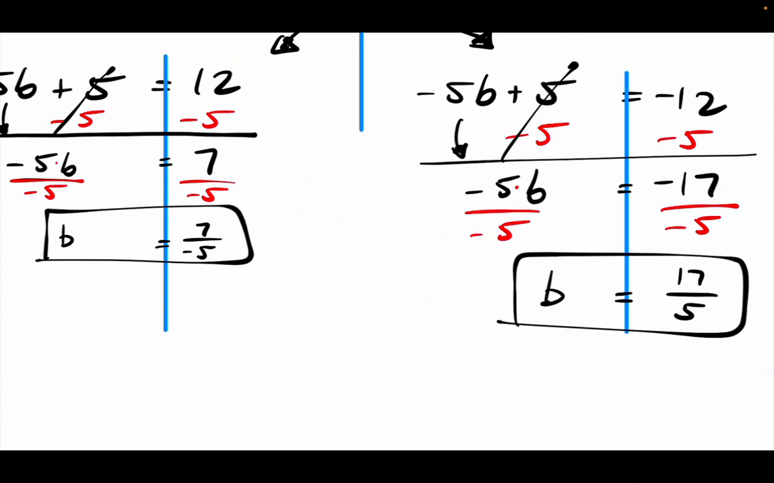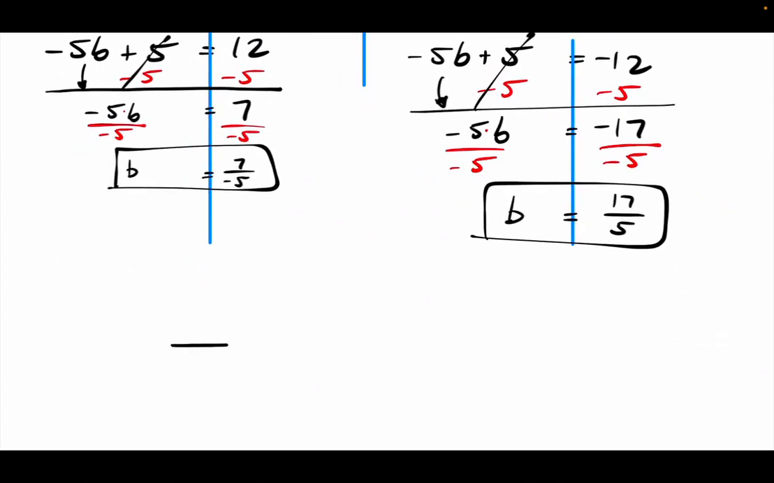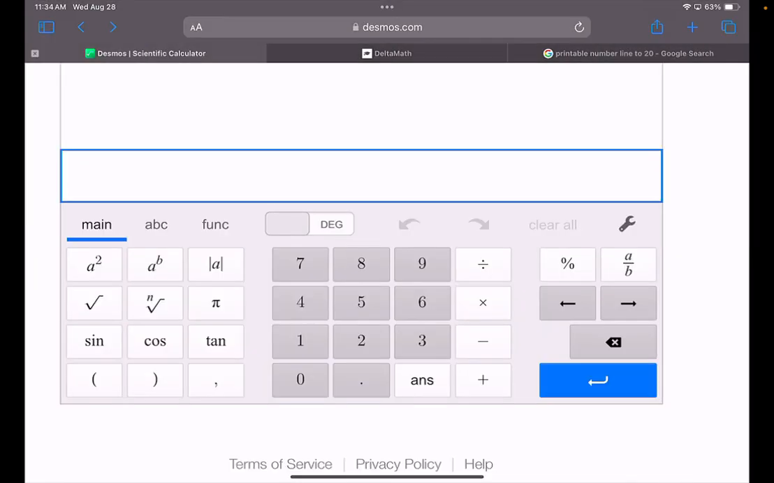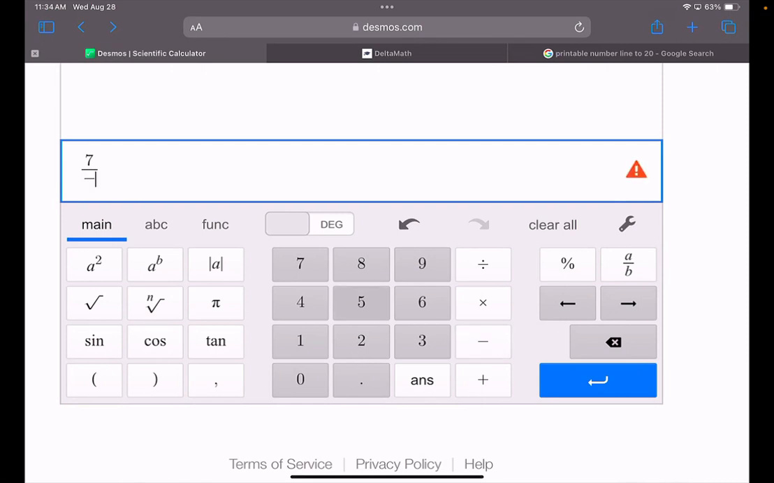Okay, so last step. Let me draw a graph real quick. 0 in the middle. So I have to figure out where these guys are. I know 7 divided by negative 5 is a negative number. I know 17 divided by 5 is a positive number. To help me visualize it, this is the only time I use decimals. I'm not going to write down the decimals, but I'm going to use my calculator to figure out 7 divided by negative 5 and 17 divided by 5.